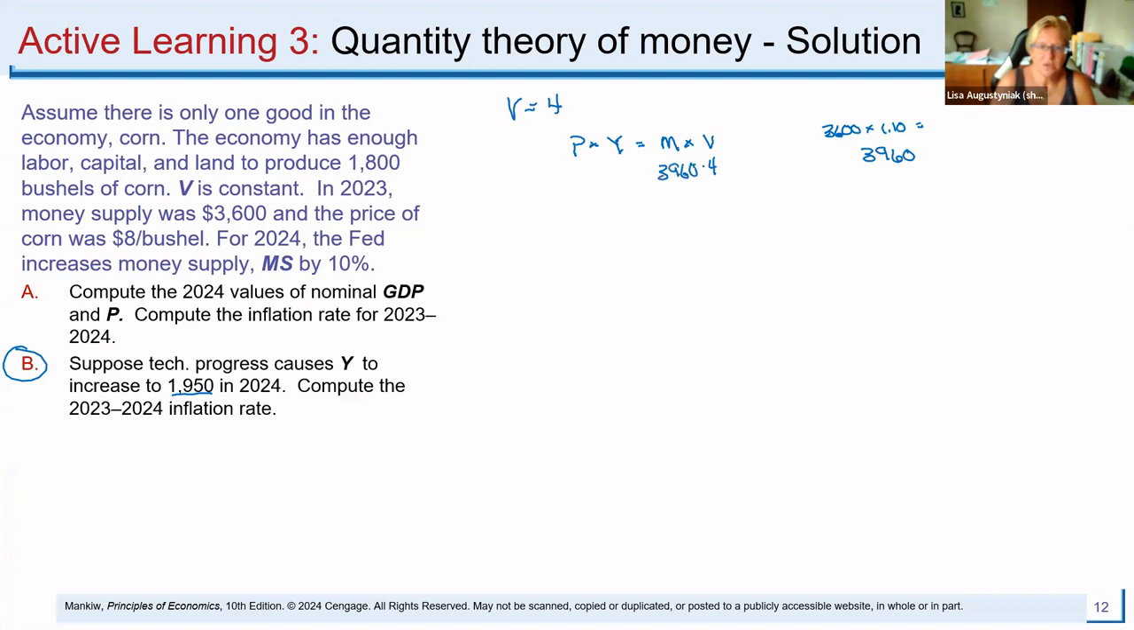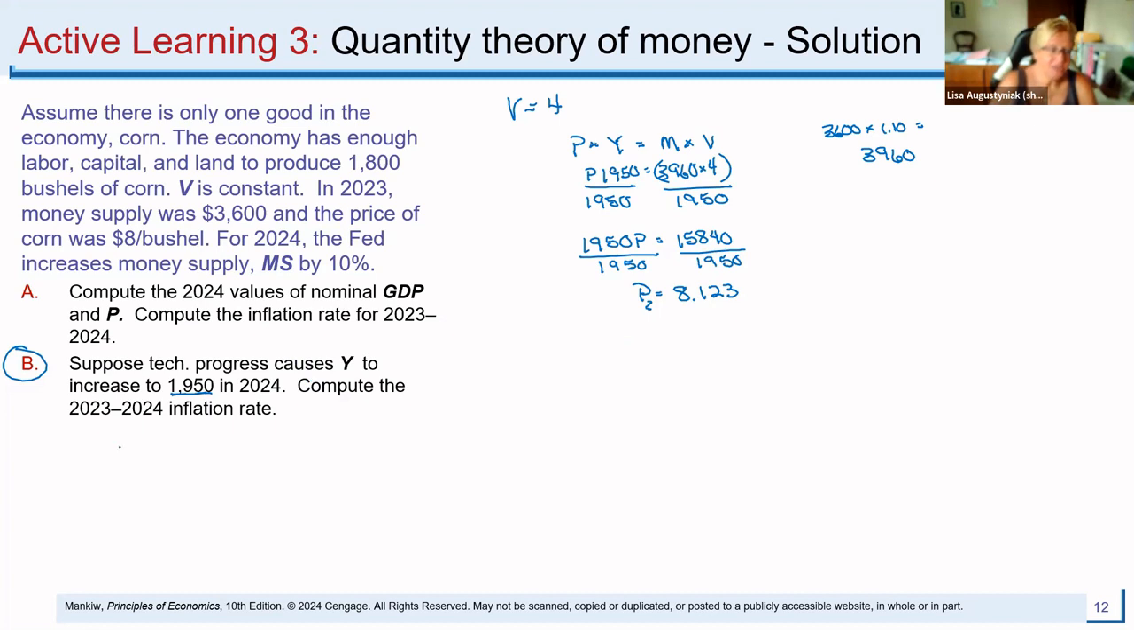So 3,960 times the velocity of 4. We have the price level here. We don't know it, but we know that technological progress has increased the Y, or real GDP, to 1,950. So we're just going to go ahead and solve this for the new price level. So we're going to divide by 1,950 on both sides. So we get 1,950 P is equal to 15,840. Again, dividing both sides of the equation by 1,950, we end up with the price level being $8.123. That's what I got. So this would be our new price level.